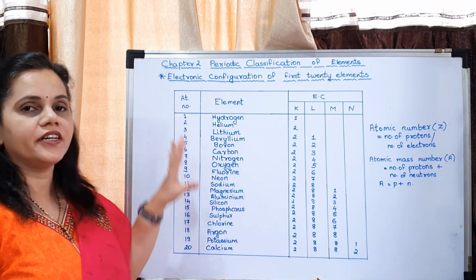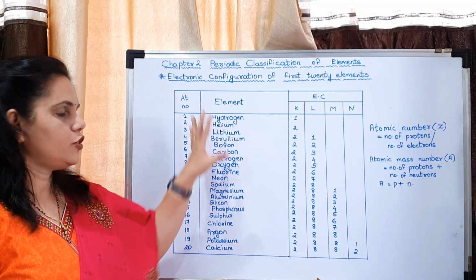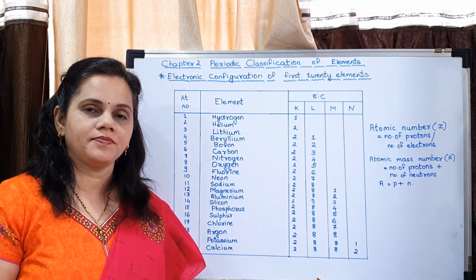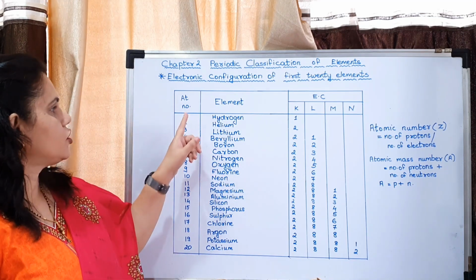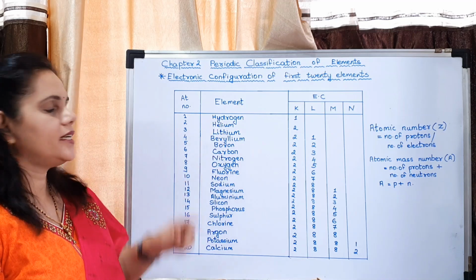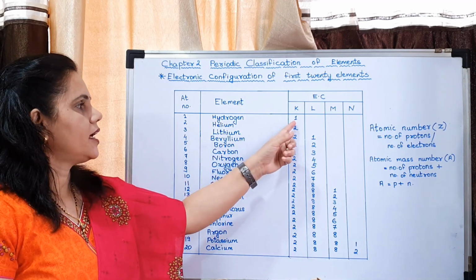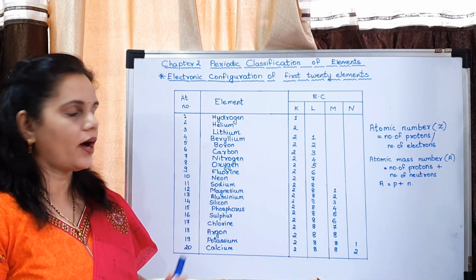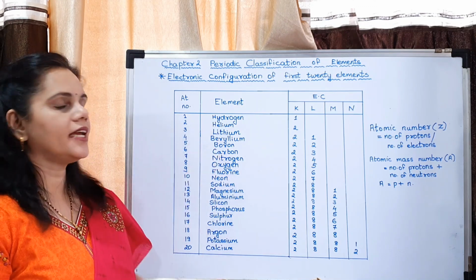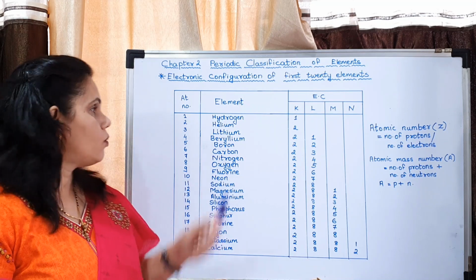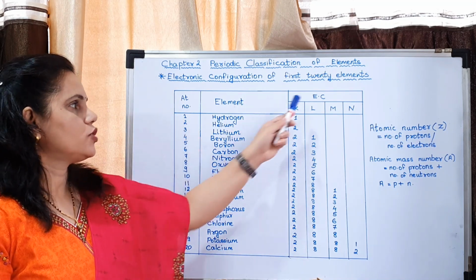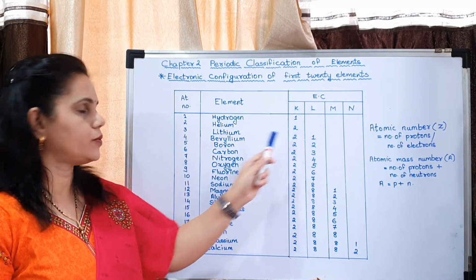So these are the first 20 elements. You may copy it down. Okay, so you may see the first element is hydrogen. Electronic configuration is 1. Second element helium. Electronic configuration is 2. What is the atomic number? 2. So electronic configuration 2.